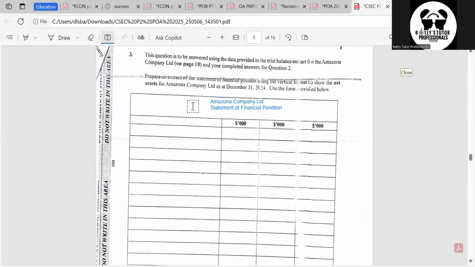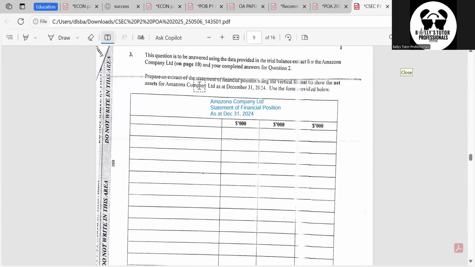And then we put the period. So as at December 31st, 2024. So they want us to use number 2 to prepare the statement of financial position showing net assets.